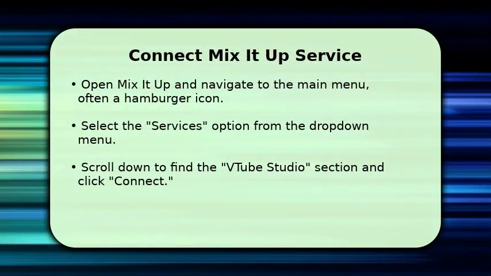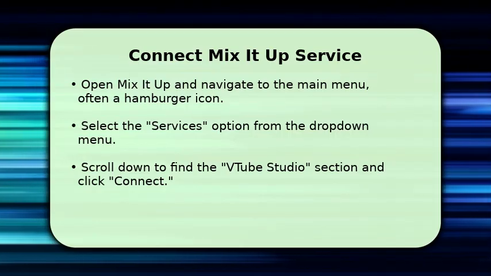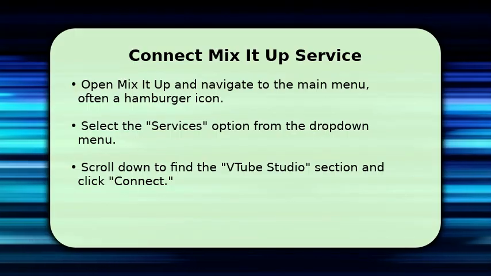Now, open Mix It Up and access its main menu, usually represented by a hamburger icon. From the menu, select Services. Scroll through the list until you find the VTube Studio section and click the Connect button. A pop-up will then appear in VTube Studio asking for your approval. Simply click Allow to finalize the connection between the two applications.